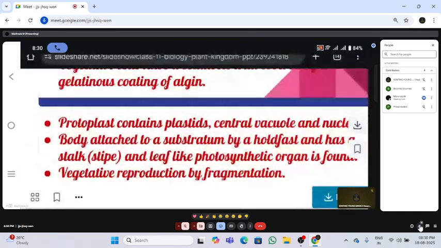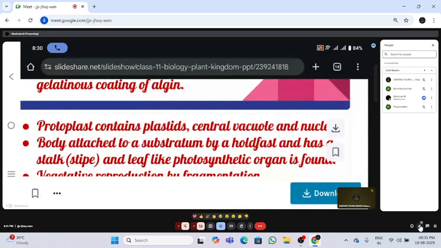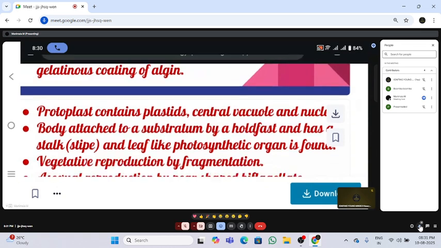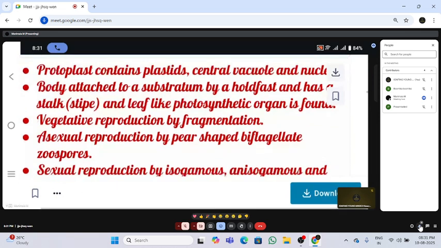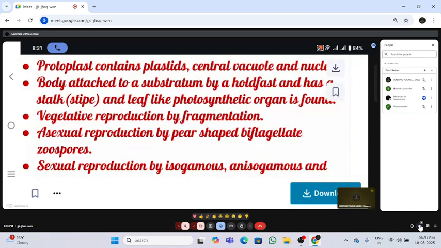Okay, the protoplast contains plastids, a central vacuole and a nucleus. In the kelp, I told you, it is a massive plant body. It is attached to the soil by the holdfast. The stipe is called the stalk or stem, and the leaf-like photosynthetic structures are called the frond. Vegetative reproduction takes place by fragmentation. We know what fragmentation is. Asexual reproduction takes place with the help of biflagellate zoospores, two unequal flagella.